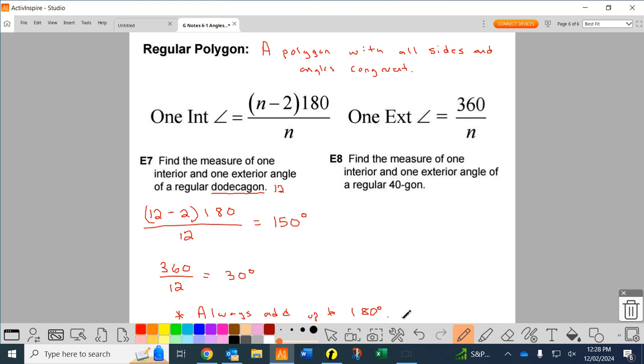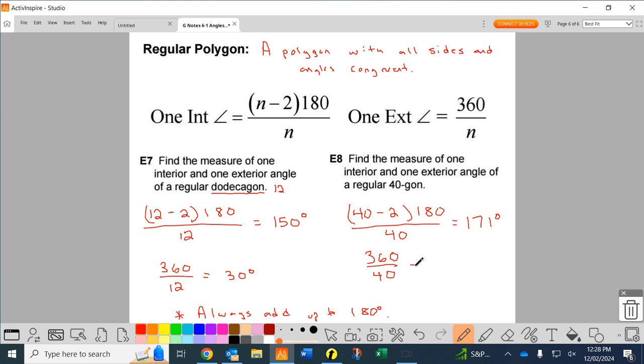Alright? Okay, guys, here we go. Last one, a 40-gon. 40 minus 2 times 180 divided by 40. Try typing it yourself. I want you to try typing and getting it right on your own. Try typing that. See what you get. 171? Yes? Okay. 171 degrees. Okay. To get the other one, it's going to be 360 divided by 40.